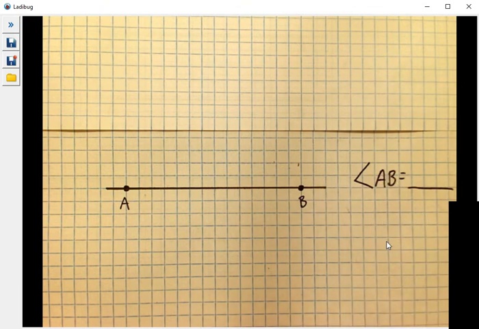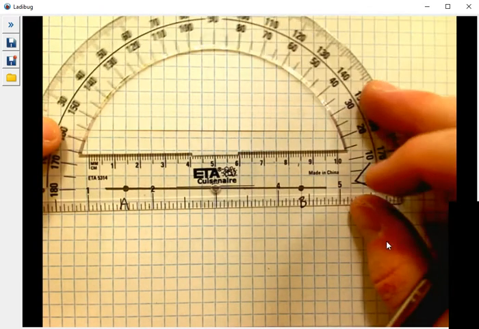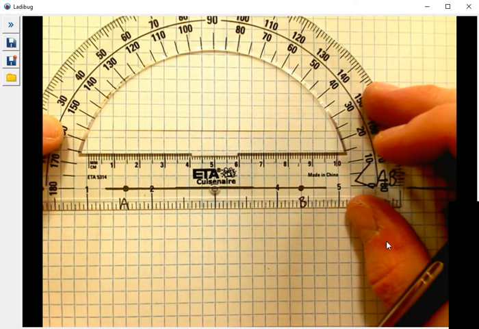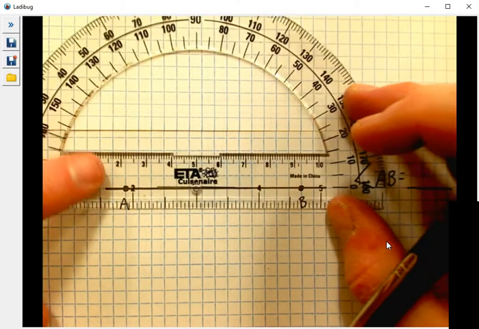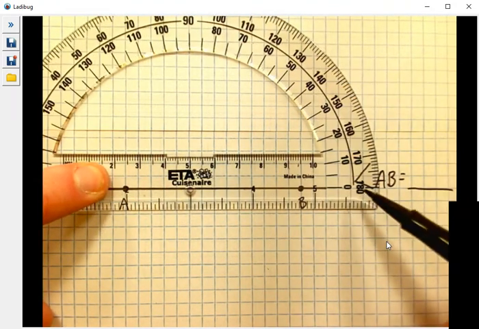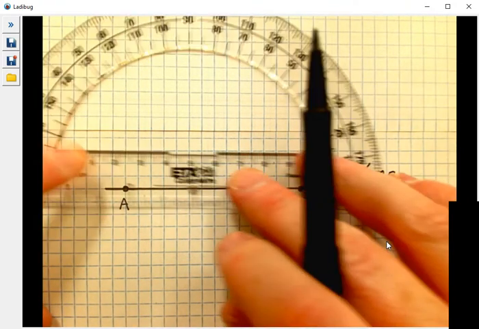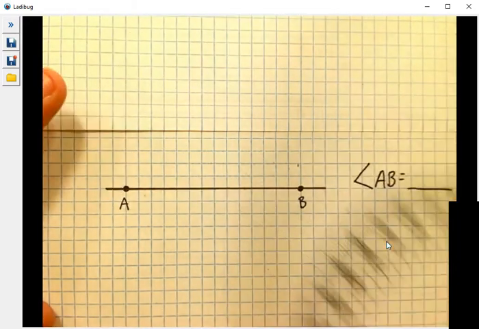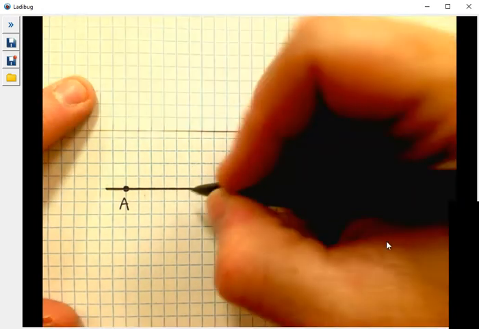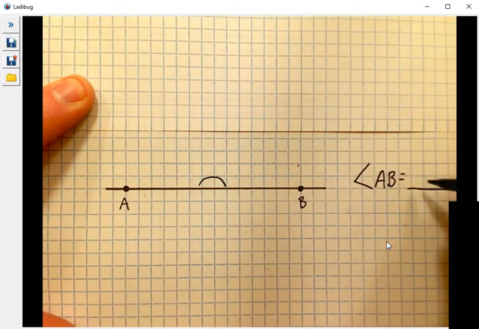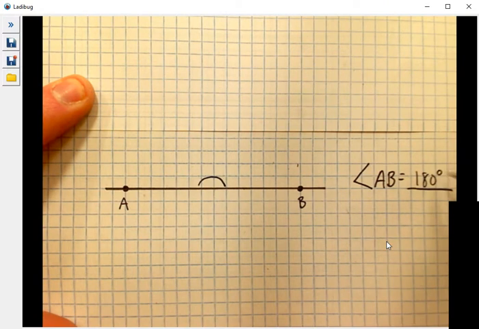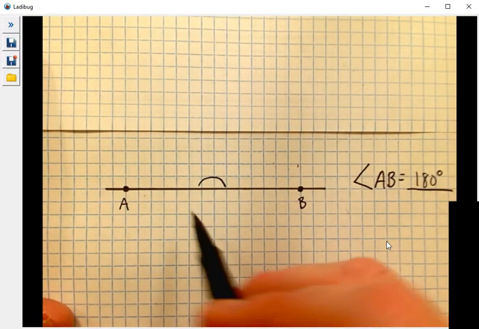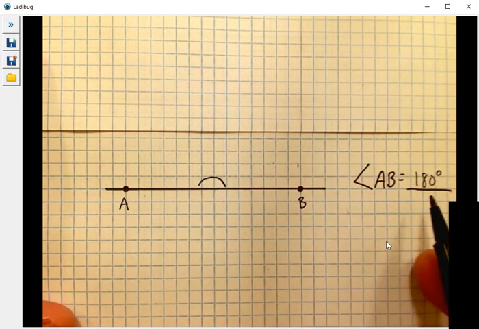There's a couple ways that you can find this. The easiest way would be to use a protractor. If I took the center of my protractor and lined it up with my line AB, I can see that on both ends, it reads 180 degrees. So the measure of angle AB is 180 degrees. And that's true for all straight lines. Anytime you have a straight line, it is going to measure 180 degrees.